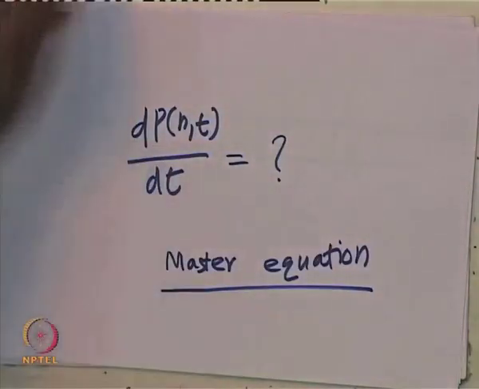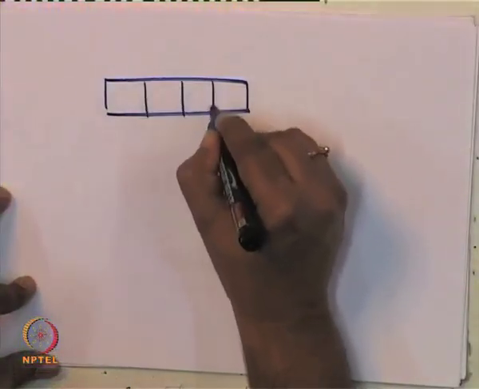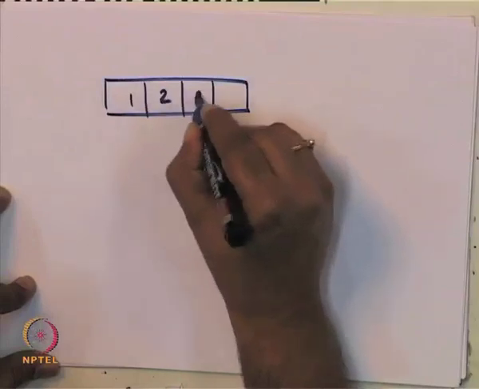Now, let us think of the first case, for the polymer. If you look at here, let us say you had 4 monomers, 1, 2, 3, 4.